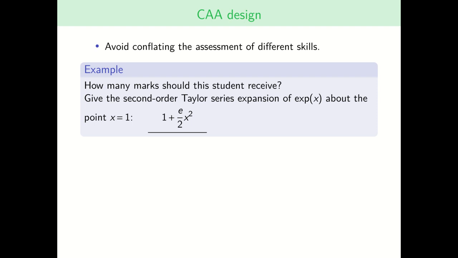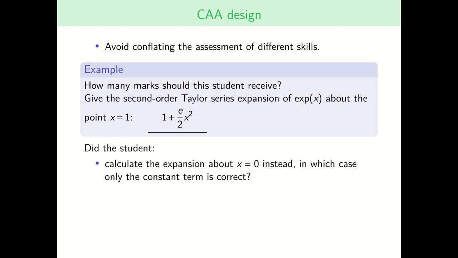Give the second order Taylor series expansion of the exponential function about the point x equals 1. The student responded with 1 plus e over 2 times x squared. So, did the student calculate the expansion about the point x equals 0, which the form of their response suggests, in which case only the constant term is correct?